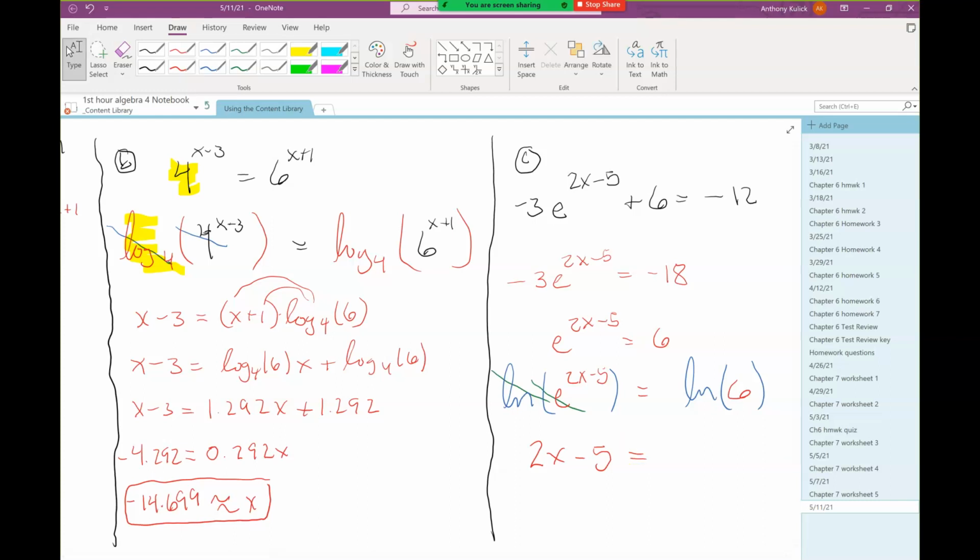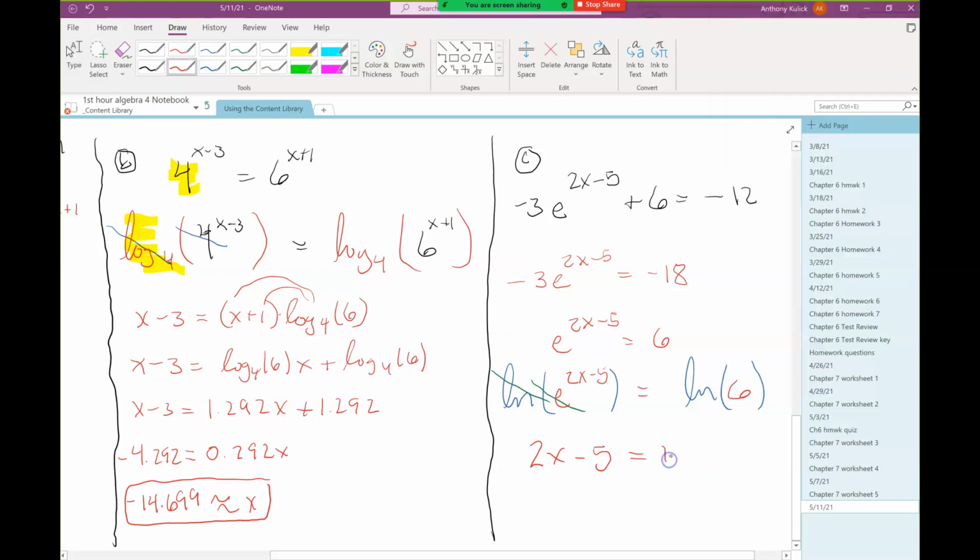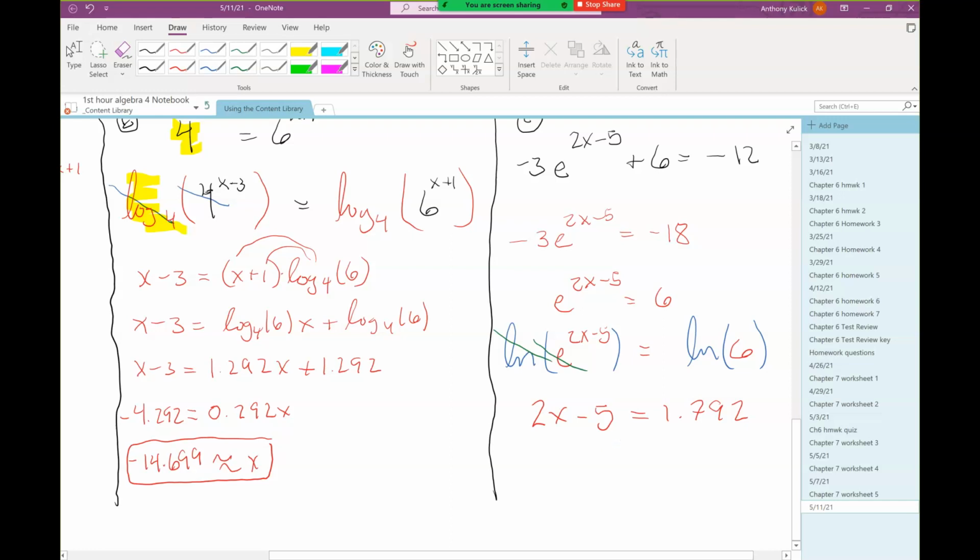That's a number we can type into our calculator and get the decimal for. Again, it's just a long crummy decimal. So you could leave that as the natural log of 6, or you can turn it into a decimal. Probably most of us would feel more comfortable if I just typed that into my calculator. So that's about 1.792. Everybody's okay with that? Then I can just add 5 to both sides.